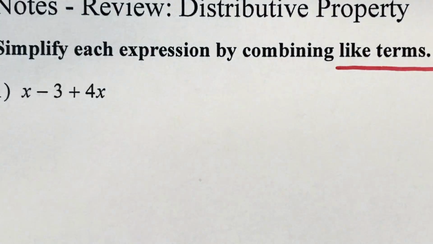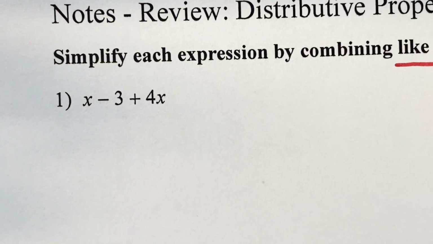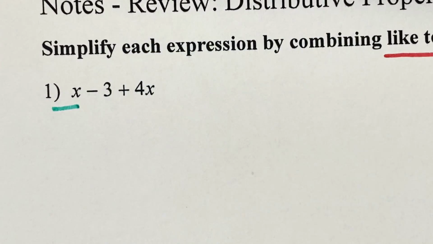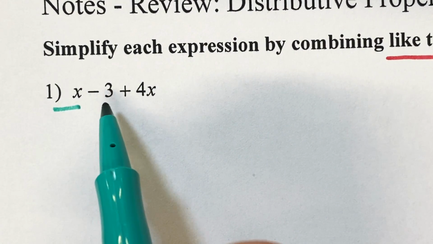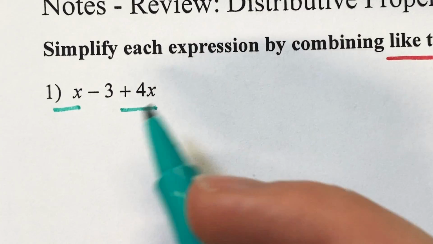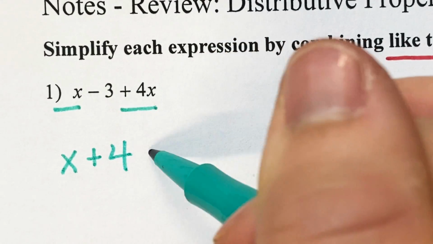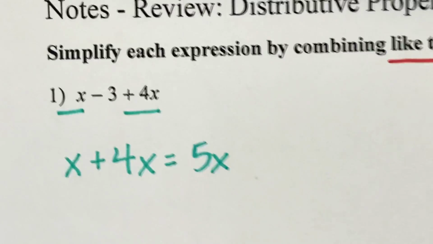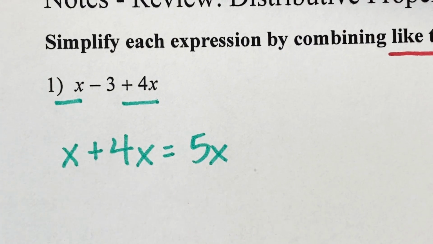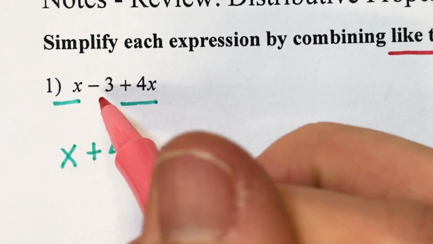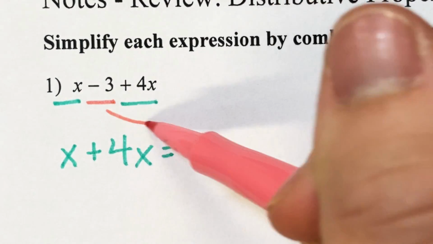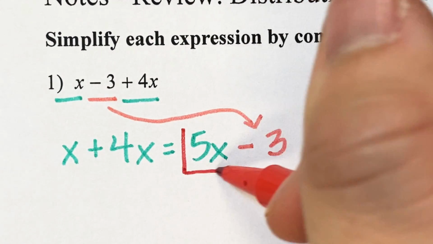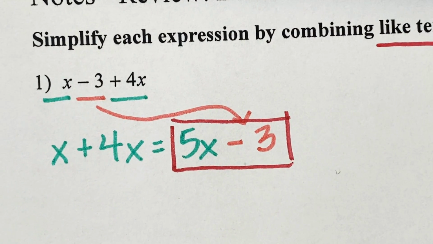So let's look at number 1 and combine like terms. What like terms do we see? My first term is this single x. Where else do I have an x? Right here, 4x. So I have 1x plus 4 more x's. How many x's do I have? X plus 4x is going to give me 5x. Now we have this negative 3. The negative 3 is all that's left, and since that can't combine with anything, we can just write it on the end. So 5x minus 3 is our simplified expression.